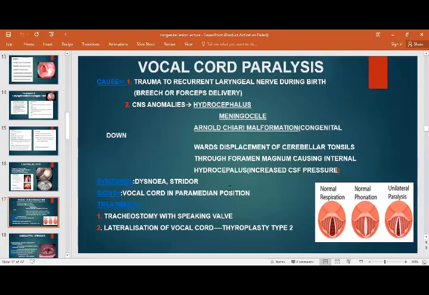Again, it depends on the severity. If it is a unilateral paralysis, then we will go for conservative treatment. But if it is a bilateral vocal cord paralysis, then of course we will go for tracheostomy. The speech develops well later on, and then when the patient grows up, we'll go for permanent surgical treatment, that is lateralization of the vocal cord, thyroplasty type 2. You will definitely get this information in your vocal cord paralysis topic later on. So we will just lateralize this so that there would not be any respiratory obstruction.